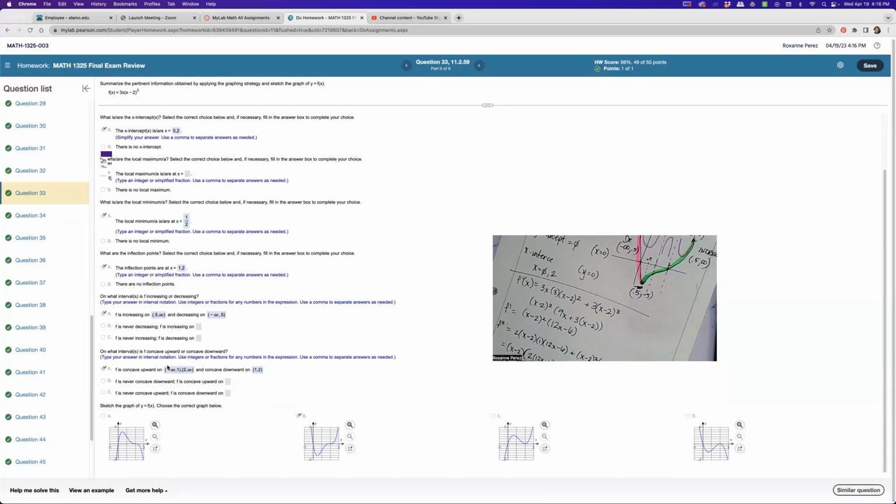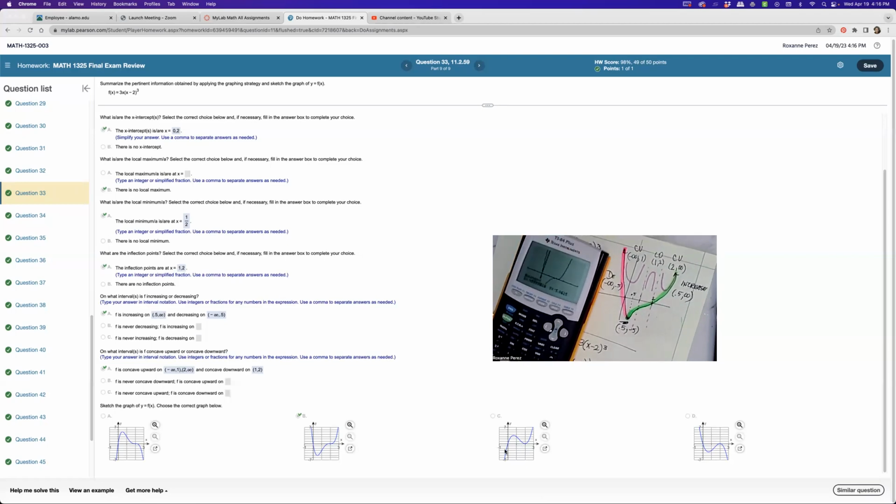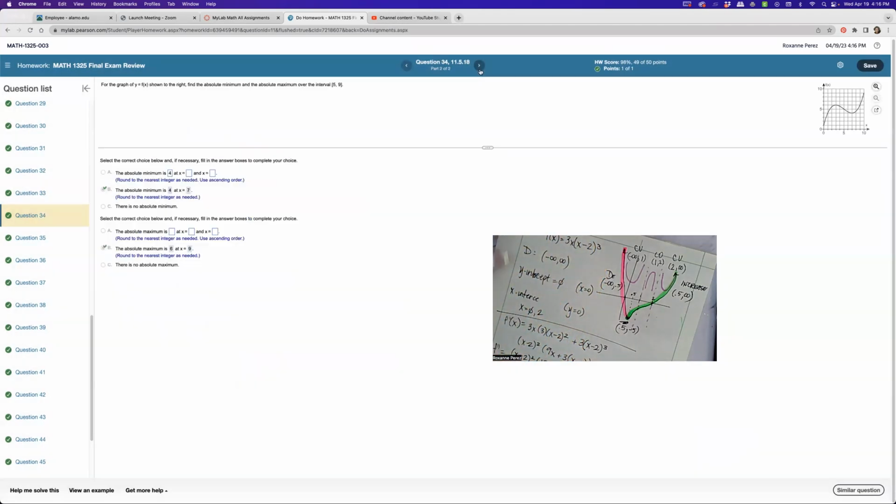Okay, and then the last part is identifying the correct graph. So you won't see these until the very end. If you have them on the final exam, they'll pop up, but we already have our graph, so we know C is out, D is out, A is upside down, so B is our correct answer choice for the graph. All right, great. Let's go to question 34.